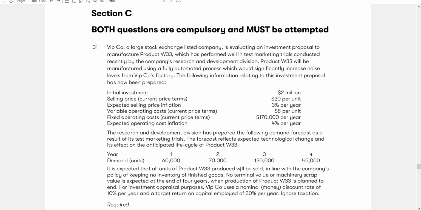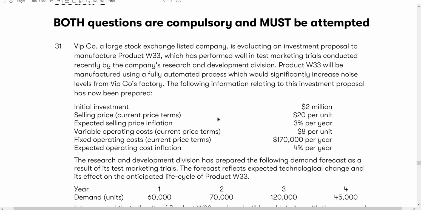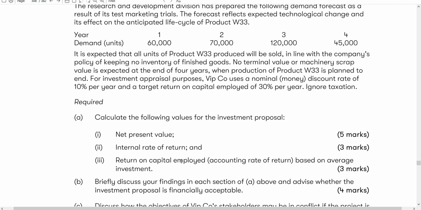Okay, so let's see this question. This is an investment appraisal question from the exam kit. This is a mock test question, VIP Co. So let's see the required first. Calculate the following values for investment appraisal: net present value, IRR, return on capital employed, ROCE, accounting rate of return, same thing, based on average investment. Okay, so it is an 11 mark question.